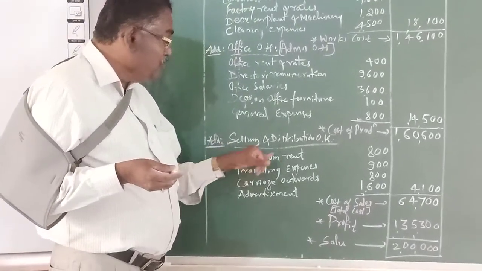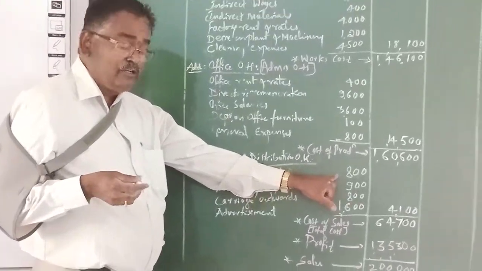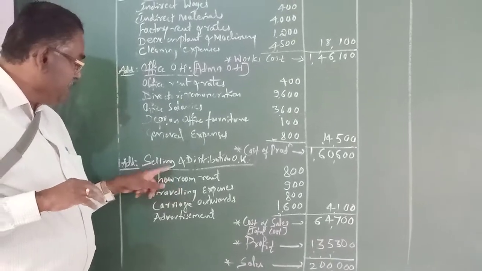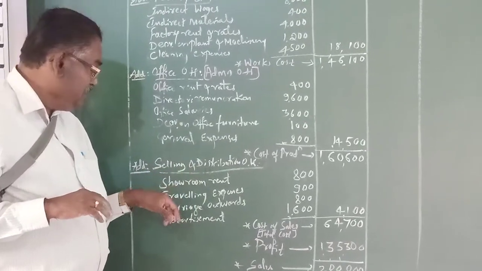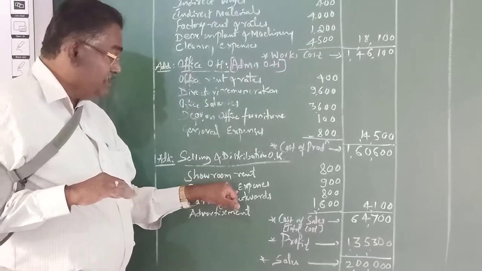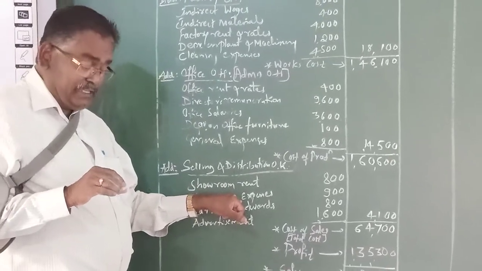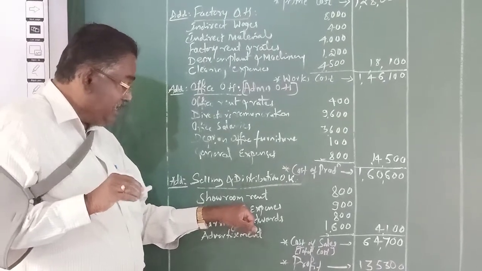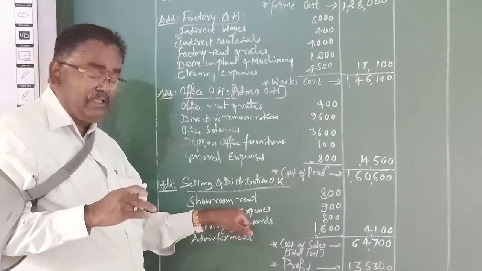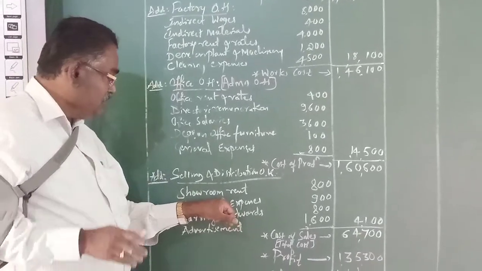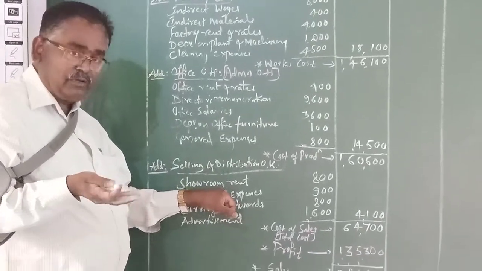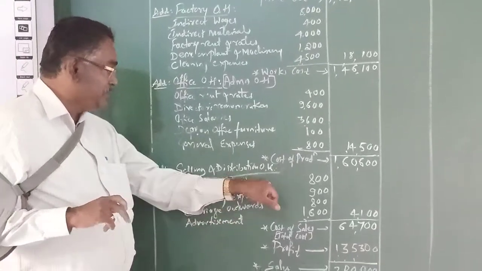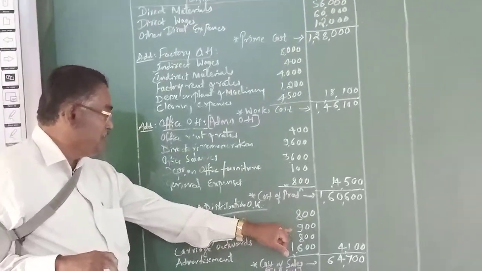See here, showroom rent which is given as rupees 800. Showroom rent, a total amount of rupees 800 given in this case, is taken under selling and distribution overhead. Traveling expenses means the expenses for transporting the manufactured materials to the market or up to the door of the customers. So any traveling expenses incurred in this case are to be taken under this. So selling and distribution overhead rupees 900.